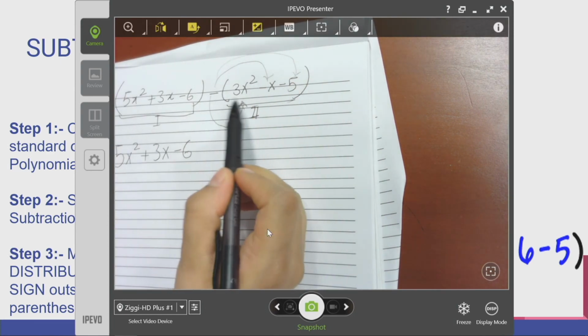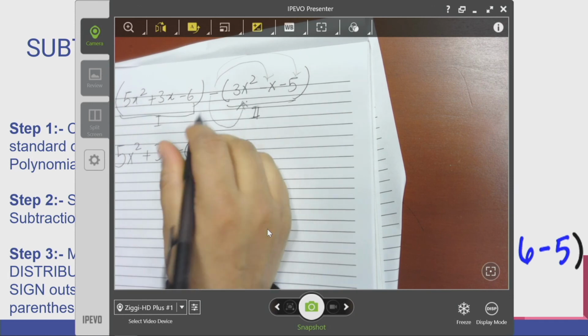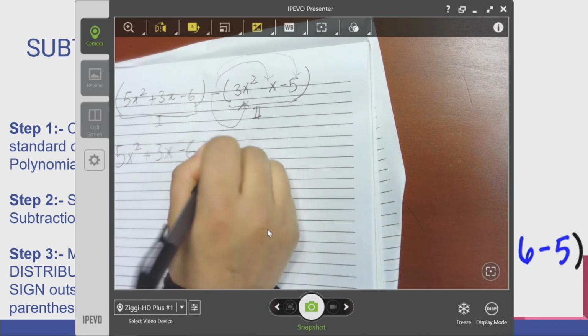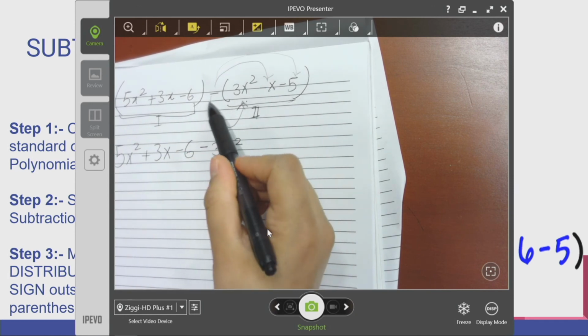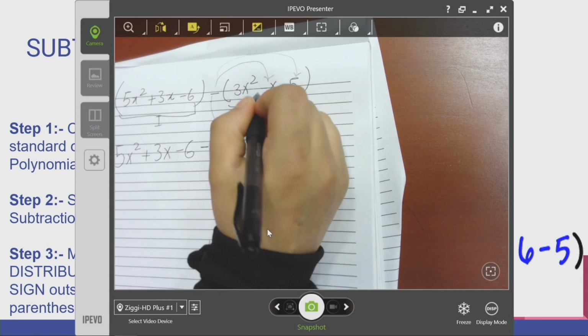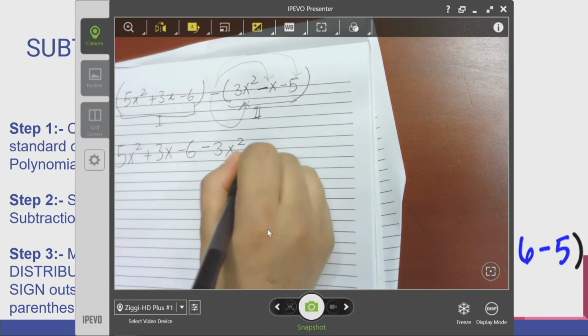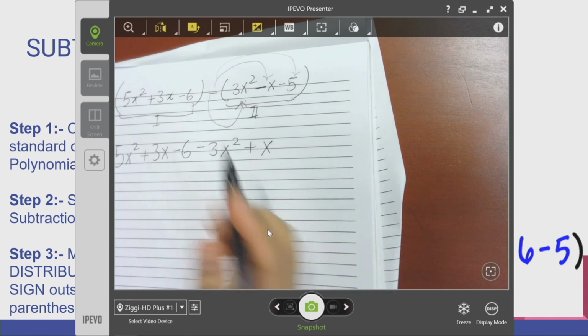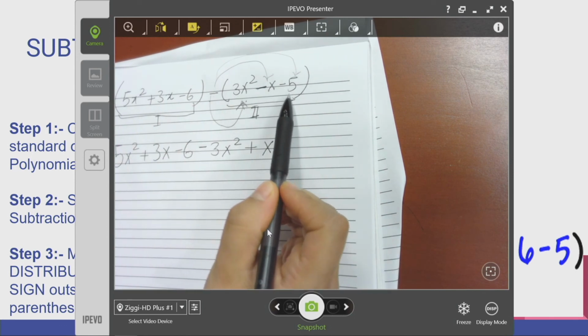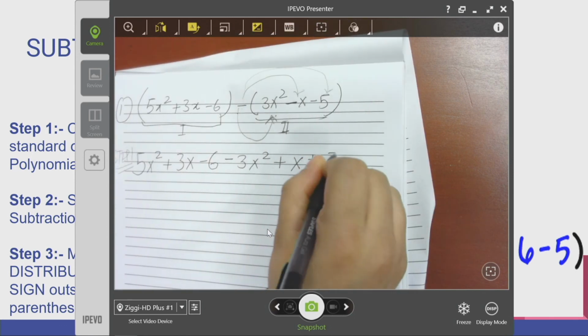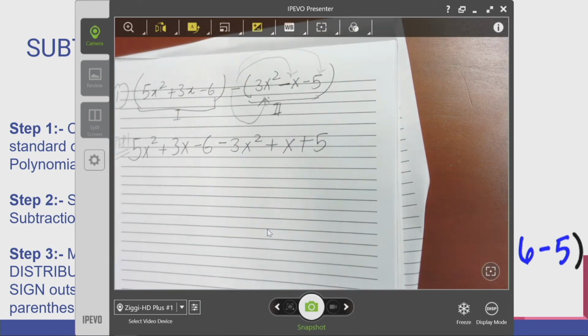So negative times 3x squared is negative 3x squared. Negative times negative x becomes positive x. Negative times negative 5 becomes positive 5. Okay, now we will combine our like terms. So we have changed our subtraction problem into our addition problem.